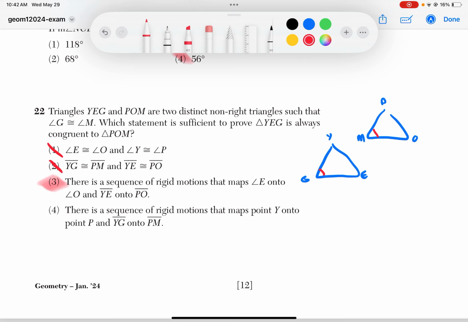Just looking at number 4, there's a sequence of rigid motions that maps point Y onto point P, which doesn't do much, and YG onto PM. So I got this, right? And it's got to extend to here, but they can extend out as far as I want, so I can make that counterexample that maps everything to where it's supposed to be, but they're not congruent triangles. So it cannot be 4.